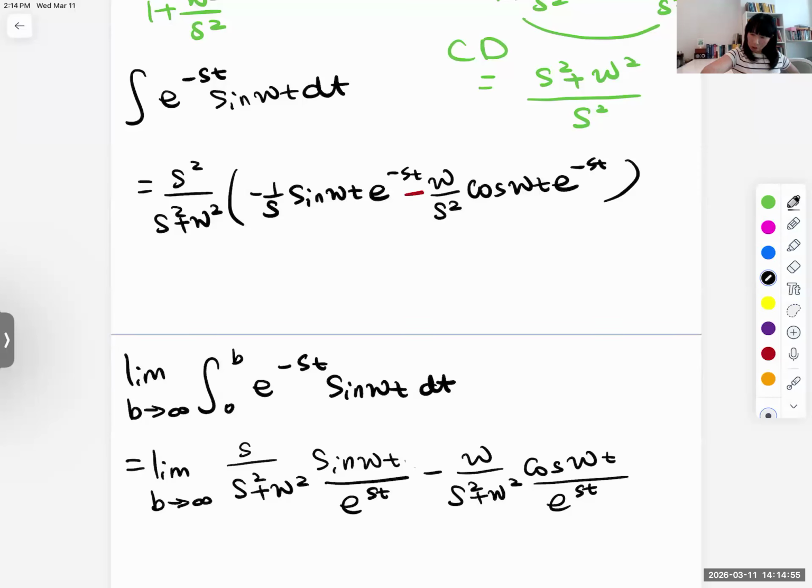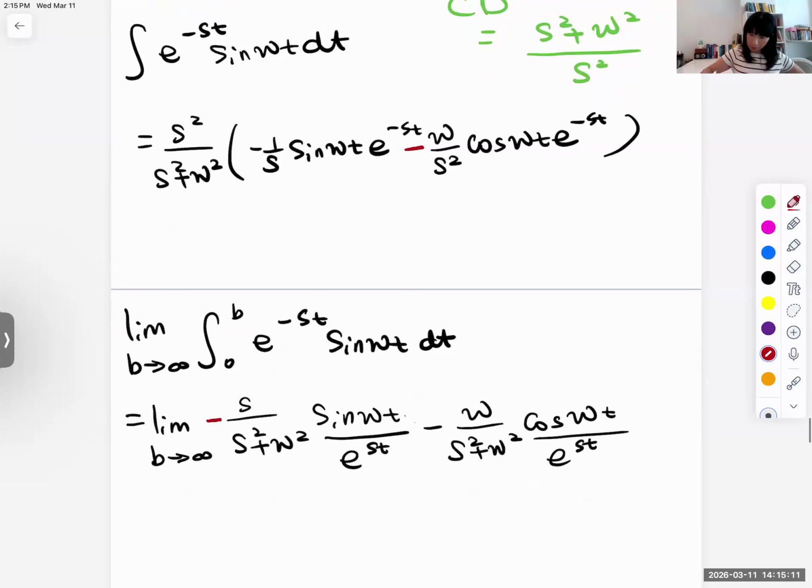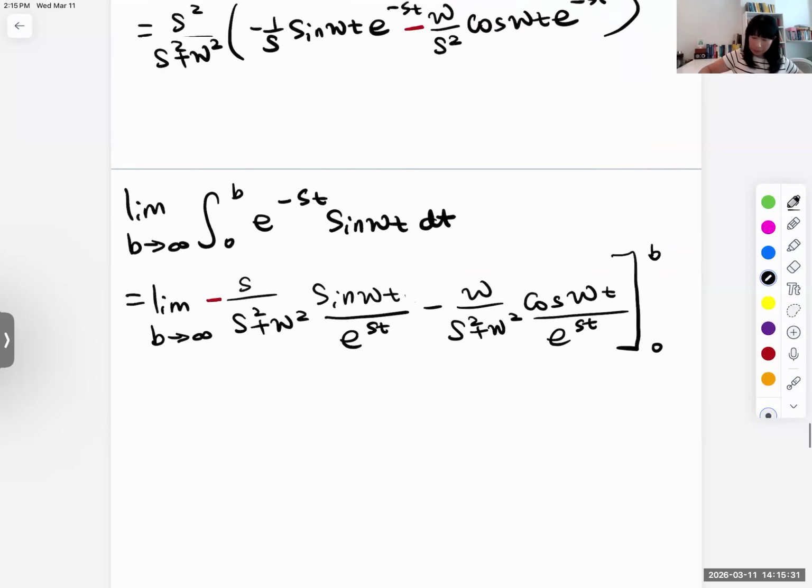Yeah. So look, we had a negative, right? So we must have a negative here too, right? Can you see that? Negative. And I did not make a mistake, right? Okay. So we want to evaluate from 0 to b, right? All right. So let us do this.